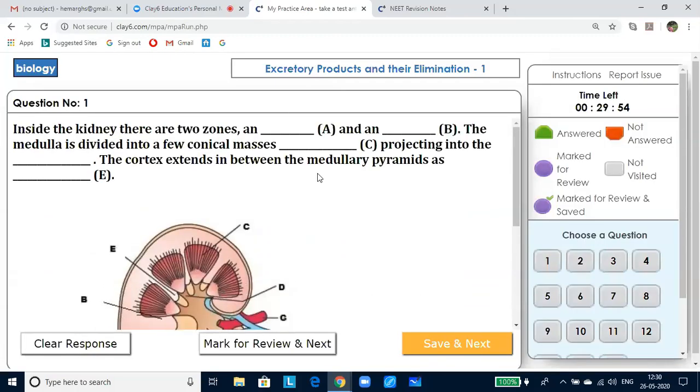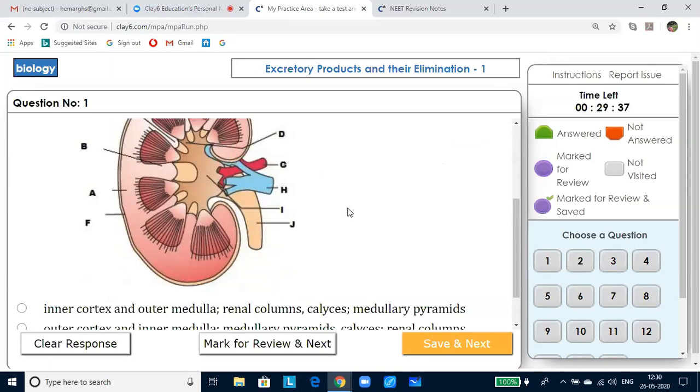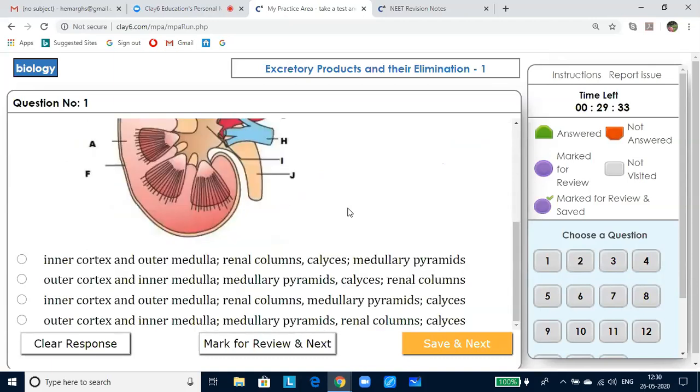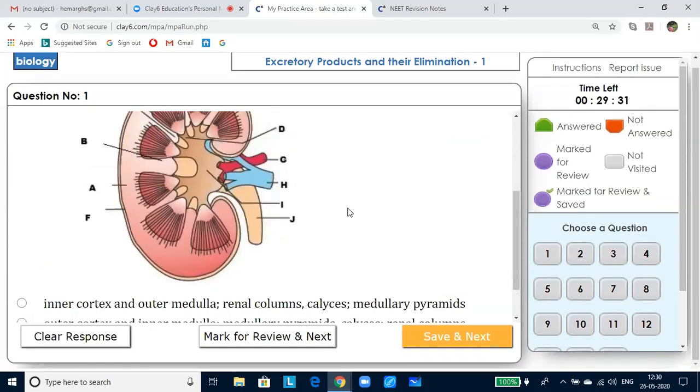So this is inside the kidney. There are two zones, dash and dash. The medulla is divided into few conical masses projecting into the dash. The cortex extends in between the medullary pyramids, and this is given. All this, if you are able to identify A, B, C, D, and E, you will be able to get the answer. Now let us look at the answer.